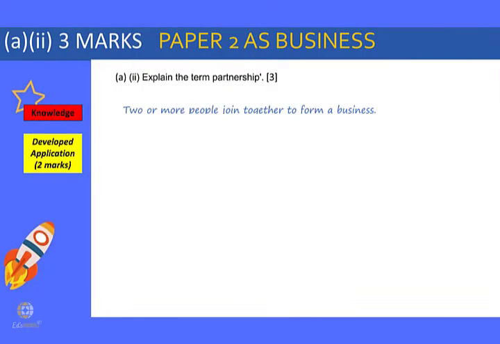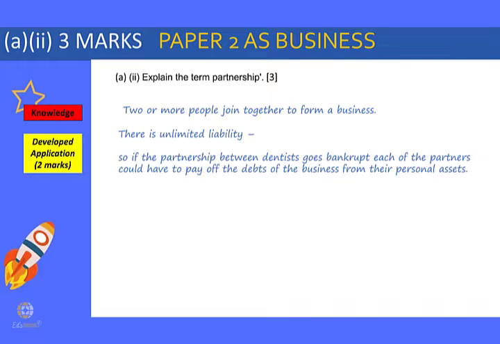Let's go with our textbook definition of partnership. That's 2 or more people who join together to form a business. Next, we need developed application. So we essentially explain a feature of the partnership a little further. I usually go with unlimited liability, as this is easy to explain using the example of a business going bankrupt. There is unlimited liability, so if the partnership between dentists goes bankrupt, each of the partners could have to pay off the debts of the business from their personal assets.